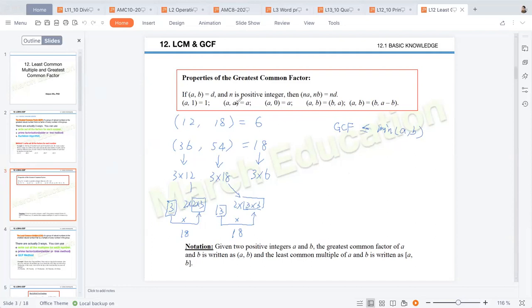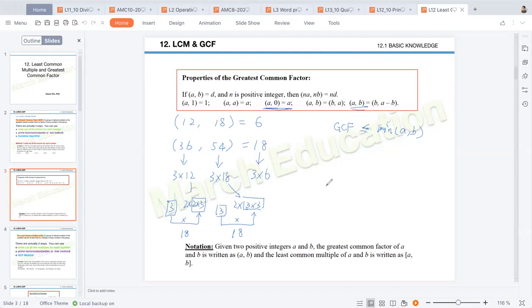So the greatest common factor of A and 0. Usually you can't get this question, but if they ask, the greatest common factor of them is A, because 0 is a special condition. The GCF of A and B is equal to the GCF of B and A. You can see this one. The GCF of A and B equals the GCF of B and A minus B.